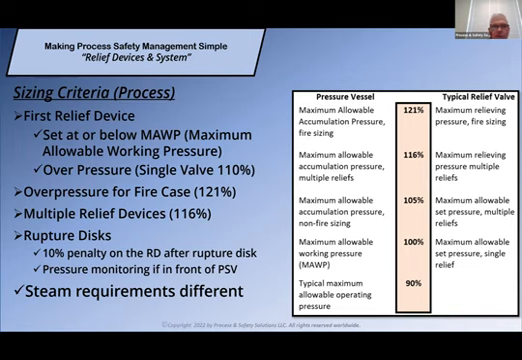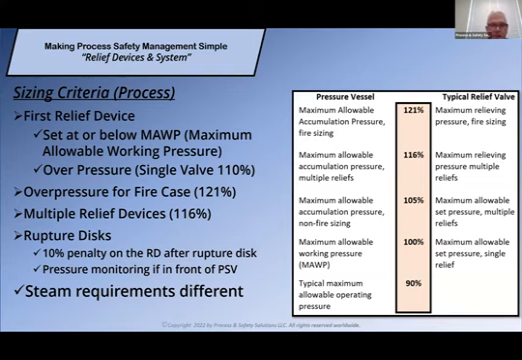The first relief valve must be set at or below MAWP, or the maximum allowable working pressure. Overpressure, again, is what we need to lift that conventional valve, and it cannot exceed 110% on a single valve in a normal relieving situation. For overpressure for a fire case, it can be as high as 121% of set. If you have multiple relief valves, in other words, more than one, and a lot of steam systems, for example, have more than one relief valve required by code, you can have up to 116% of set.